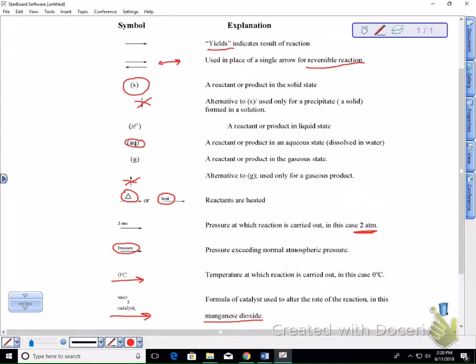If it's a biological reaction and you want to run the reaction in the presence of an enzyme, which is a protein that would speed it up, you can write either the word enzyme or specifically the name of the enzyme, like catalase, for example. But again, any information about the reaction that you need to communicate goes above the yield sign.